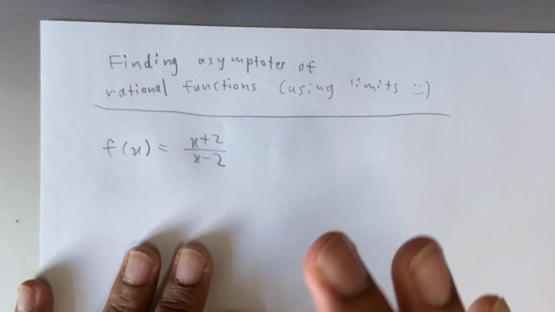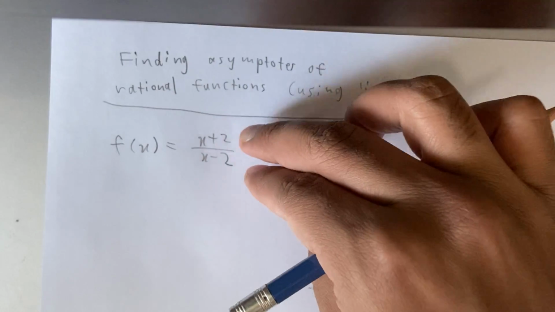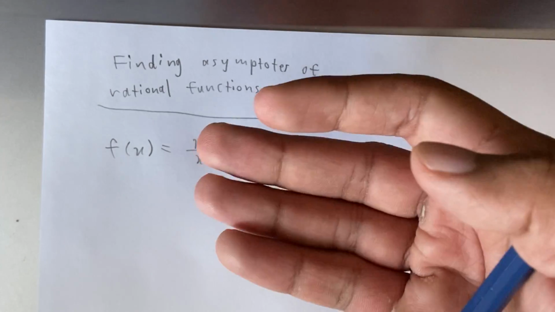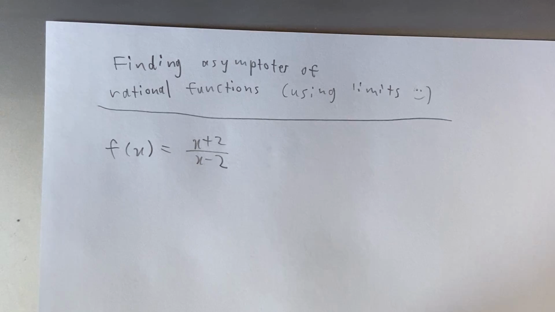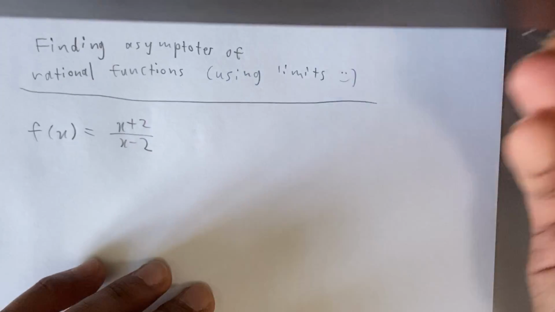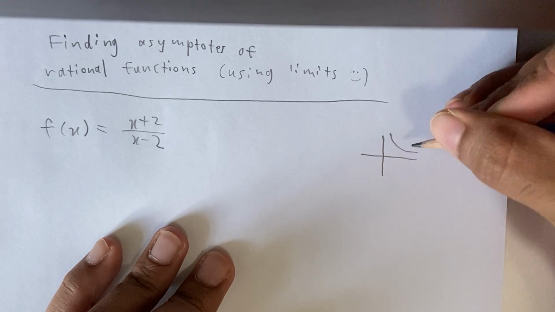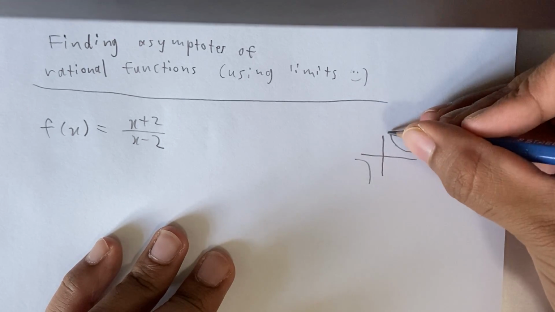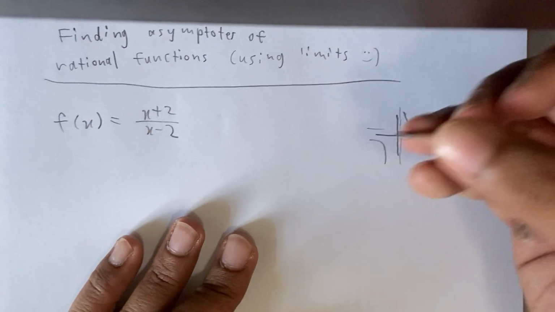So if you need a refresher, a rational function is when you have two polynomials, or two functions of x, divided by each other, such as in this case. So let's get right into it. First, let's draw a graph just so you know what the asymptotes look like. So this is the vertical asymptote and this is the horizontal asymptote.